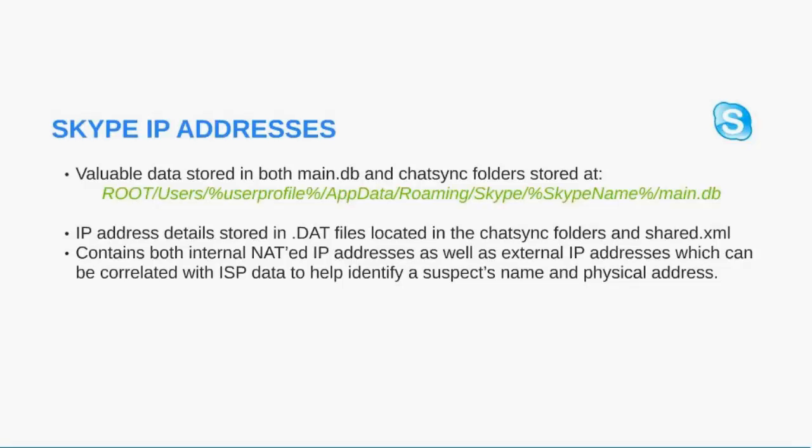Specifically, the IP addresses are stored in the chat sync folders as DAT files and under the shared.xml. That information, again, can be pulled out through IEF. Those IP addresses will contain both the internal NATed IP addresses as well as the external IP addresses for both users of the conversation. So for our case scenario, it would be the suspect and the investigator. This will help correlate data with ISPs to determine names and physical addresses.